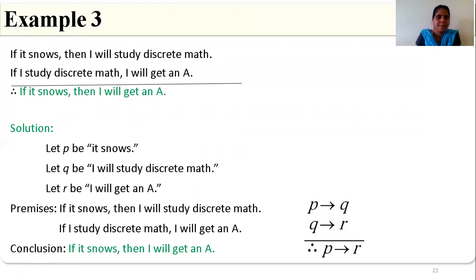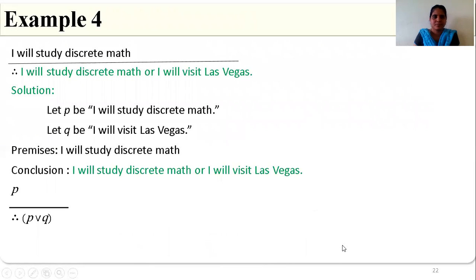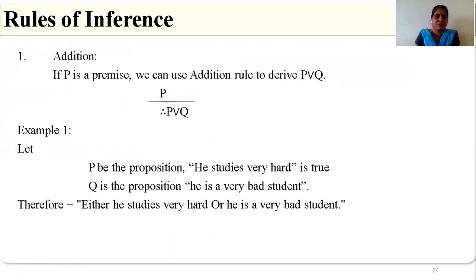This is a similar example. We can represent it as P implies Q, and if I study discrete mathematics, then I will get A is Q implies R. Here, P is it snows, Q is I will study discrete math, R is I will get A. The premises are: if it snows, I will study discrete maths; if I study discrete math, I will get A. Therefore, the conclusion: if it snows, then I will get A. We can represent this symbolically like this. These are a few more examples we can follow.